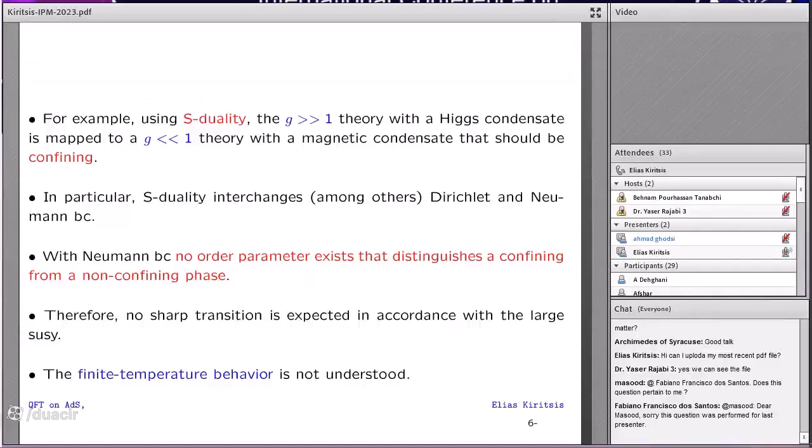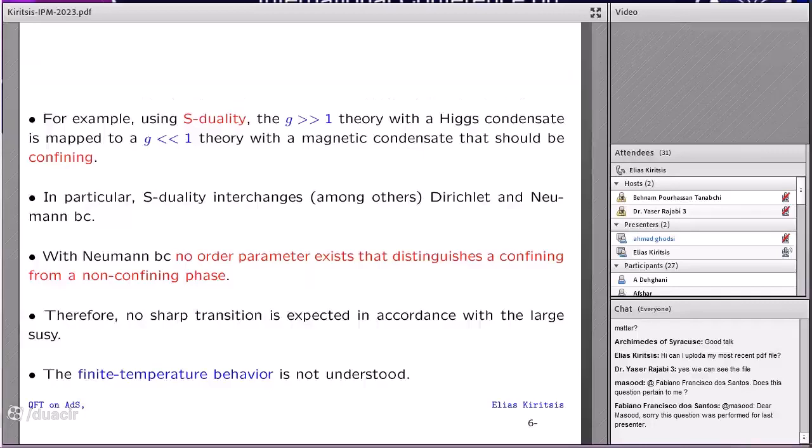And in particular, S-duality interchanges, among other things, Dirichlet and Neumann boundary conditions. So with Neumann boundary conditions, no order parameter exists that distinguishes a confining from a non-confining phase. And this is a problem that so far we don't know how to address. So in that particular case, because of this lack of order parameter, you don't expect a sharp transition between the two phases.